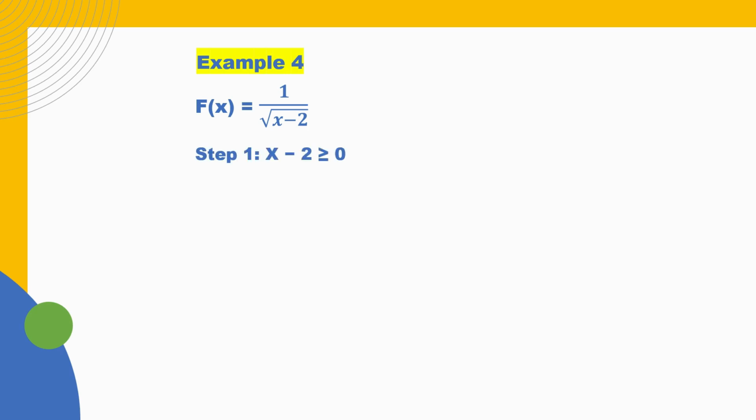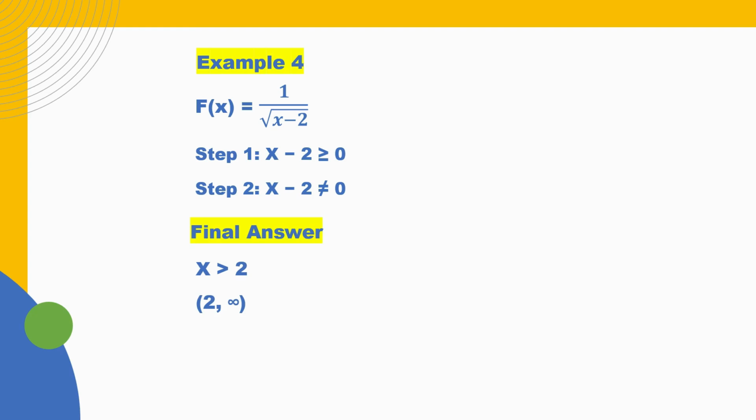Look carefully. This square root is in the denominator. And we already know division by 0 is not allowed. So the denominator, square root of x minus 2, can never be 0. That means x minus 2 cannot be 0. So we have the final answer here. X is greater than 2.